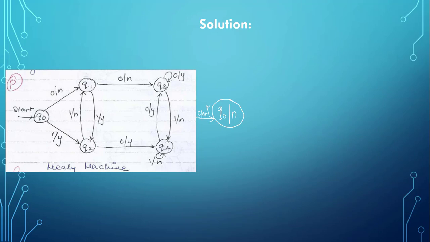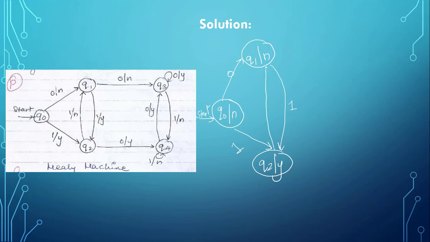Right? Q2 also has Y and Y as the output symbols associated with its incoming transitions. So we can assign Q1 with N and Q2 with Y, as both the incoming transitions have the same output symbols associated with them, and these will be the transitions that we have to complete. So this is 1, then from Q2 to Q1 and Q1 to Q2 over 1.